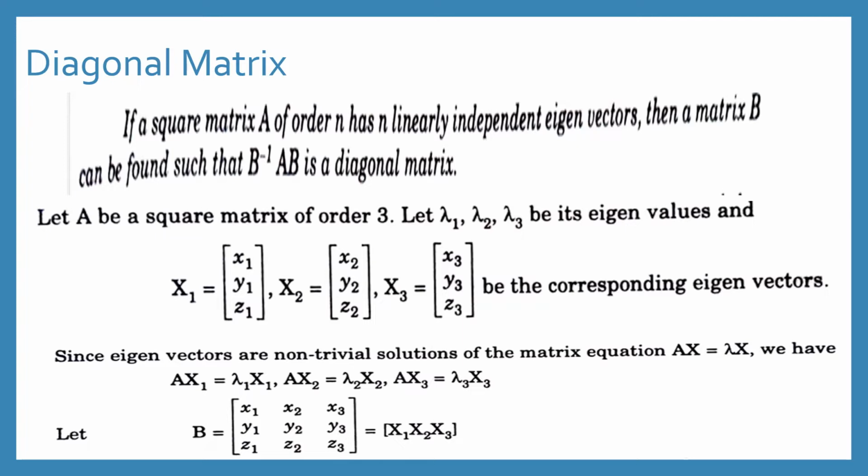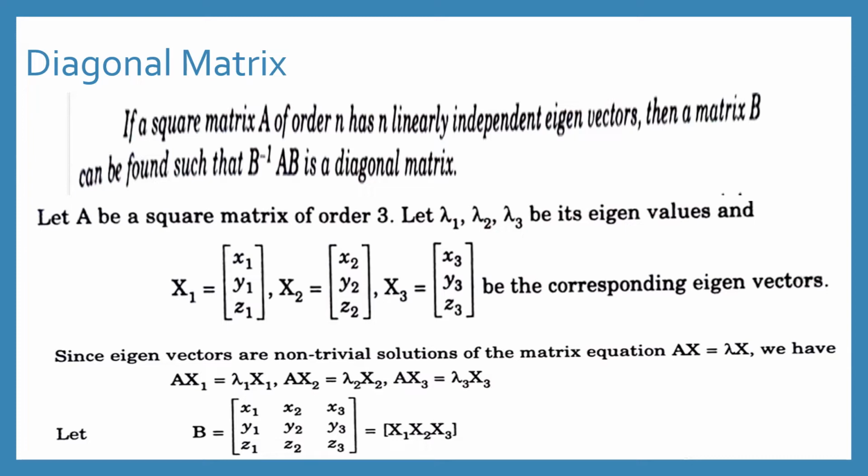The order of that square matrix is n, and we have n linearly independent eigenvectors. So what we have to do is convert our square matrix to a diagonal matrix with the aid of these eigenvectors. Now we will see how the procedure will go on. This is the procedure of transforming a square matrix to the corresponding diagonal matrix.